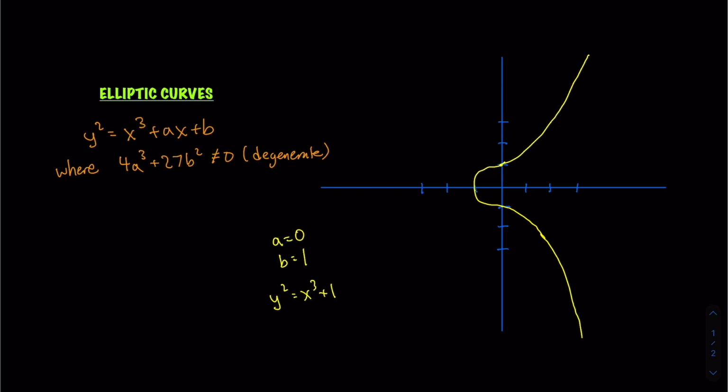Well, let's see what happens if we only consider integer values for our x and y points on this curve. We're no longer considering any point on this curve that's a real number, only integers. Let's look back at our curve y squared equals x cubed plus 1. Remember, we only want integer values for x and y.